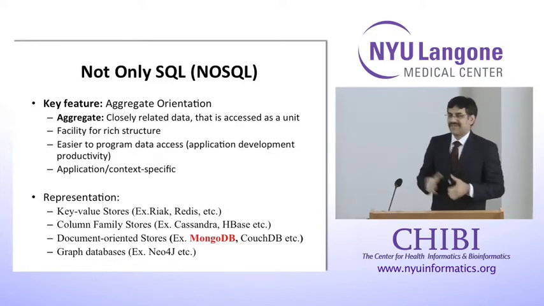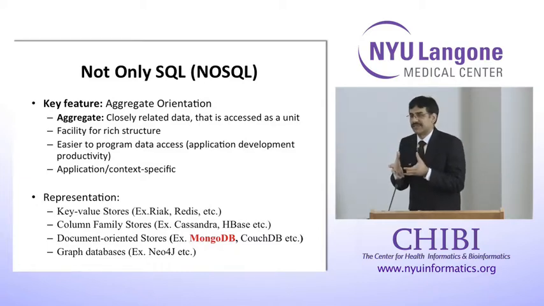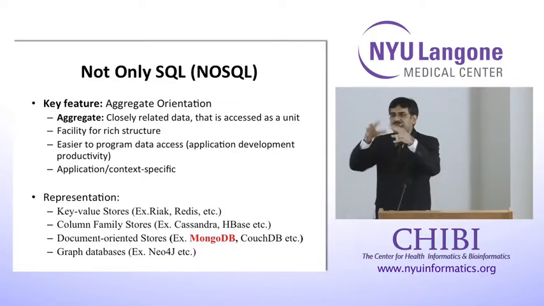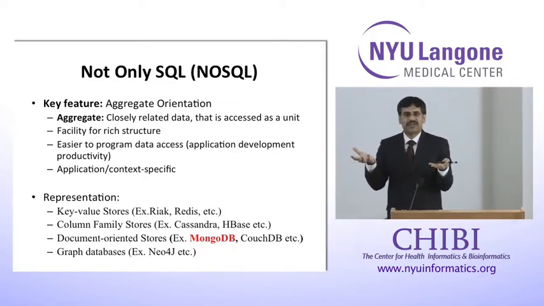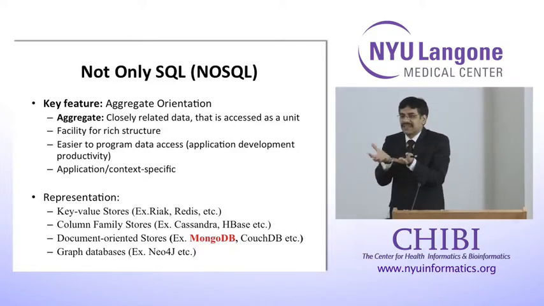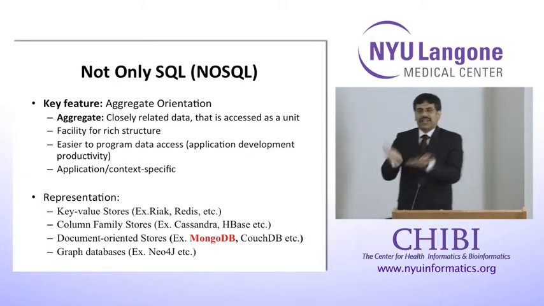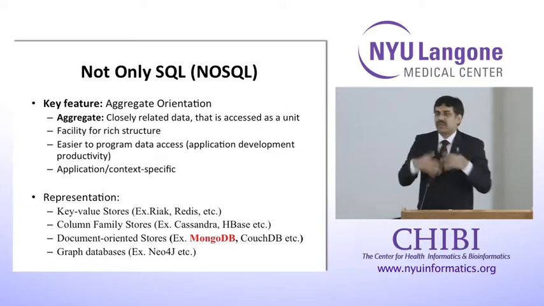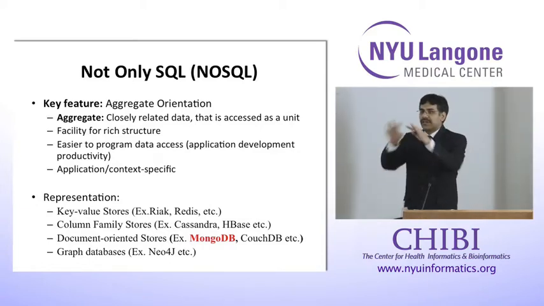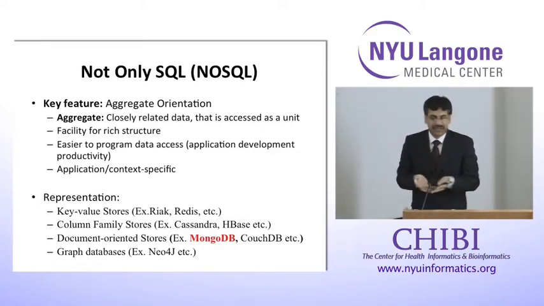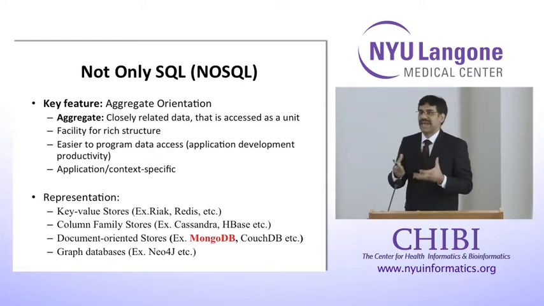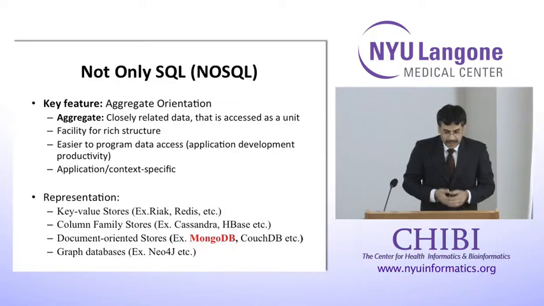One is that they have this sort of aggregate orientation. We saw in the previous slide that all that complex piece of information, that match between a peptide and a spectrum, which we would like to use as a unit of interaction, relational databases break down into different tables, different rows, right? But what we want is for them to be accessed as a unit. And that's what is called an aggregate. So all the closely related data that we access as a unit, okay?